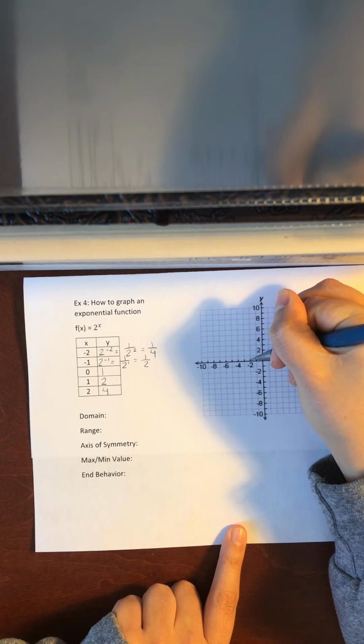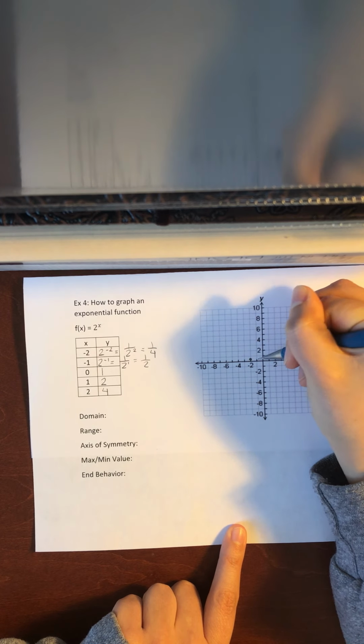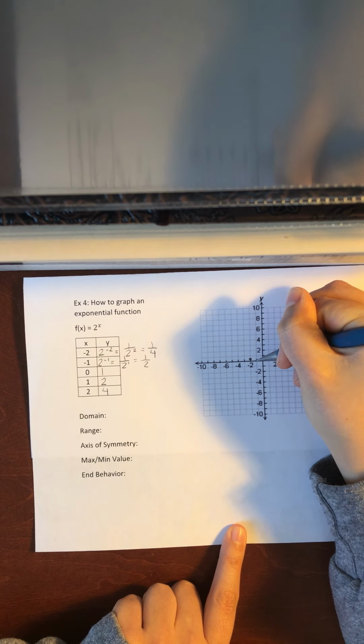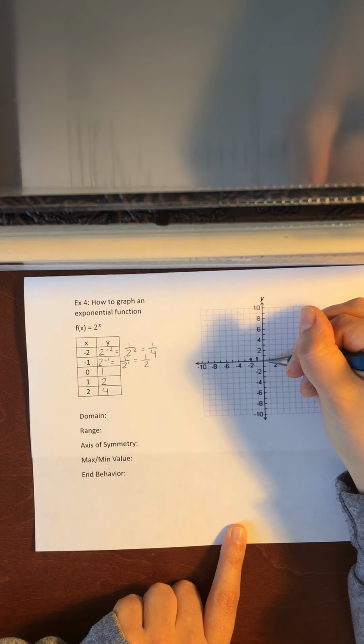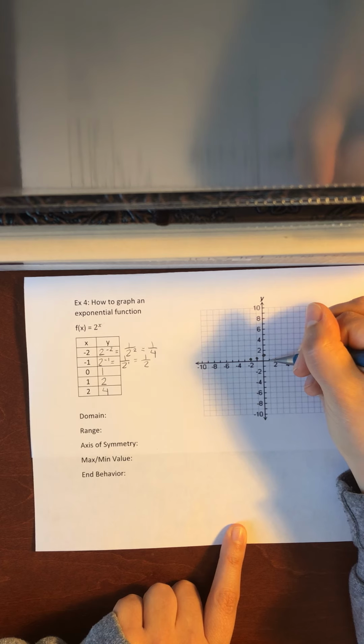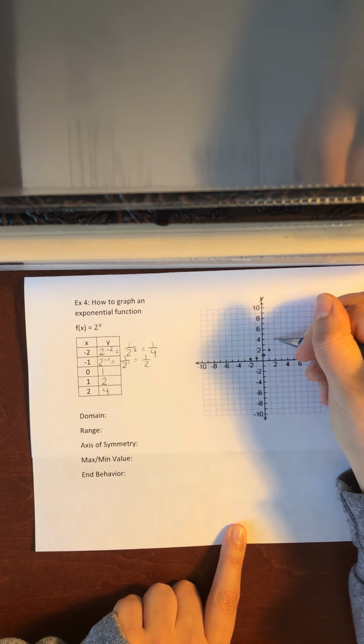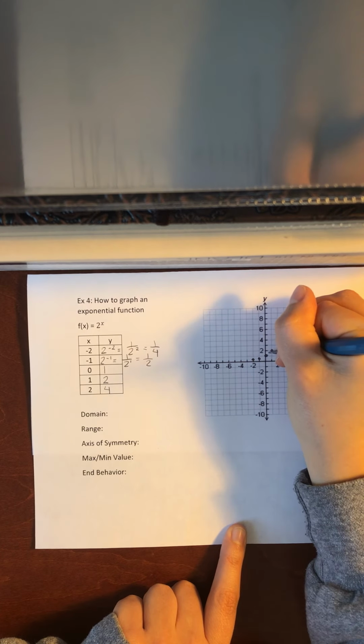-2, 1/4 is right about here. -1, 1/2 is a tiny bit higher. You're not really going to see it very well in your graph, but it is a little bit higher. 0, 1 is right here. 1, 2, 2, 4. So this is what the graph looks like.